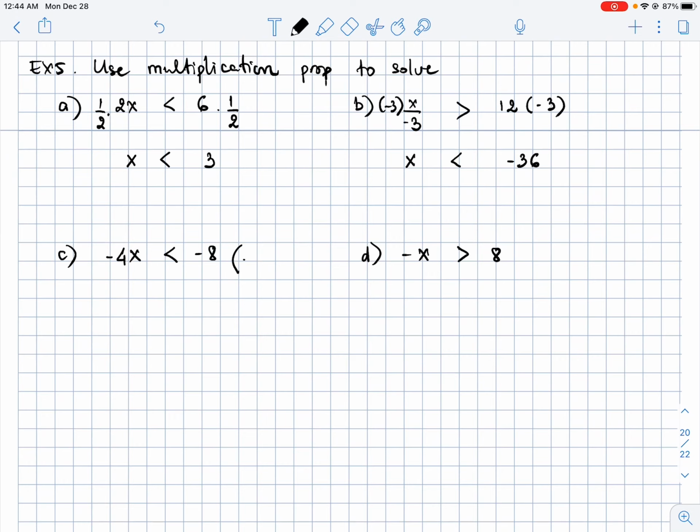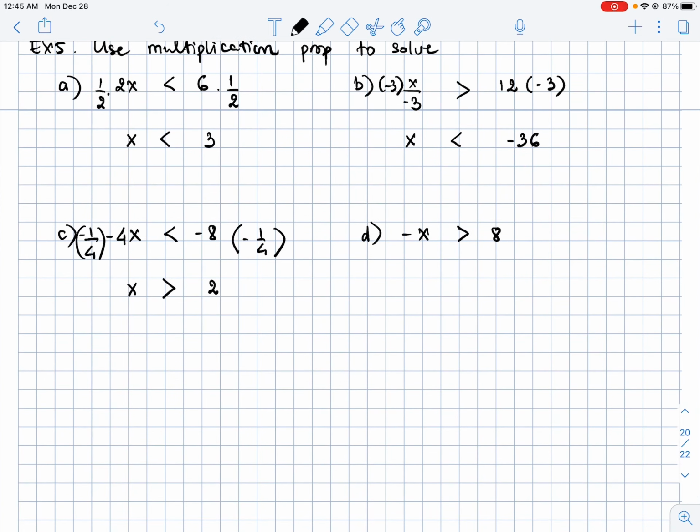Problem C, we will multiply by -1/4 to get rid of -4. So we get x by itself, and on the other side we will get 2. The inequality will need to switch because we multiply by a negative number.